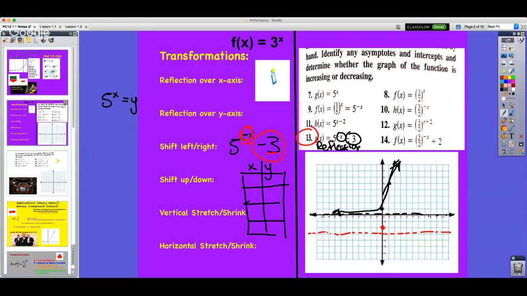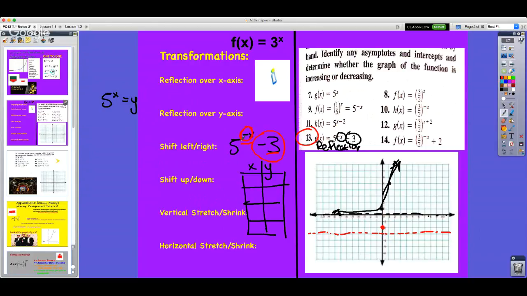Because of the negative x, it should traditionally, right? But the negative x does what? Okay, yeah, it's a reflection over the what axis? The y. So what traditionally would go this way will now go this way. If you're confused on that, just try to plug in a point.